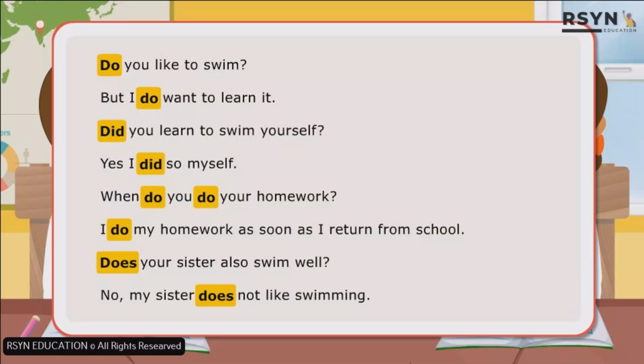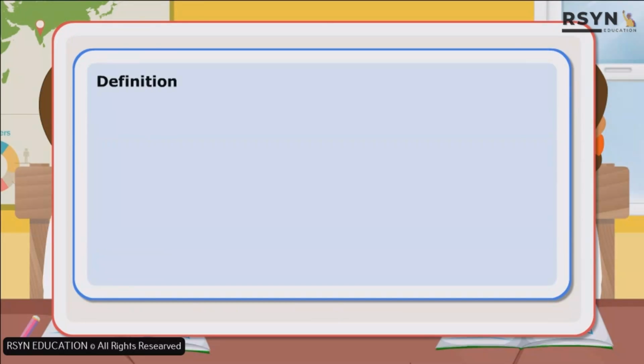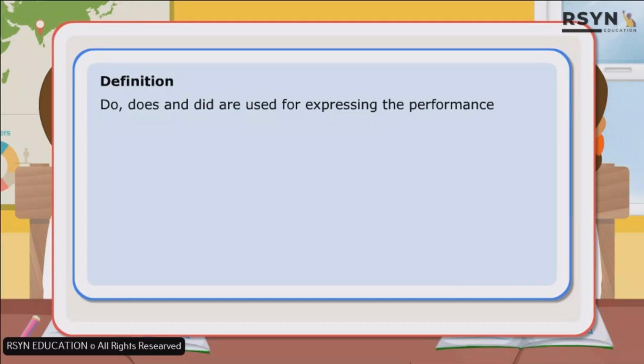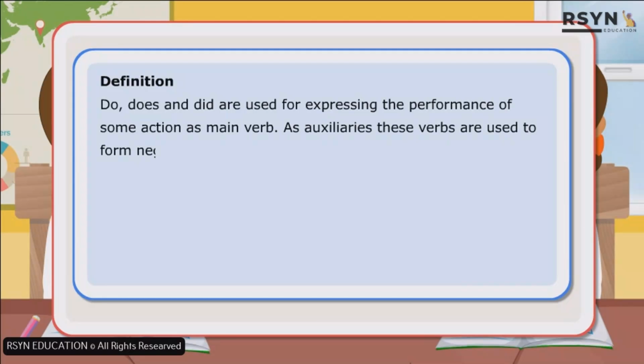Definition: do, does, and did are used for expressing the performance of some action as main verb. As auxiliaries, these verbs are used to form negatives, to ask questions, and for emphasis.